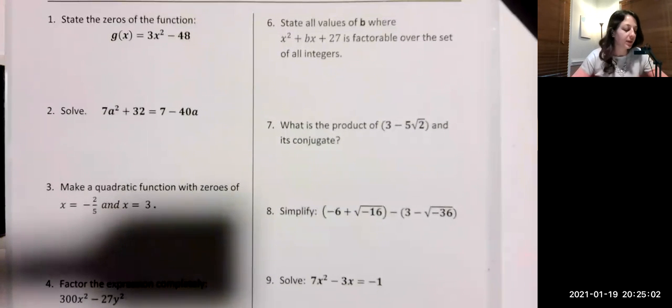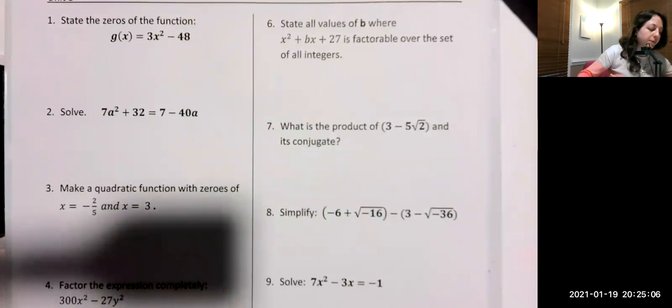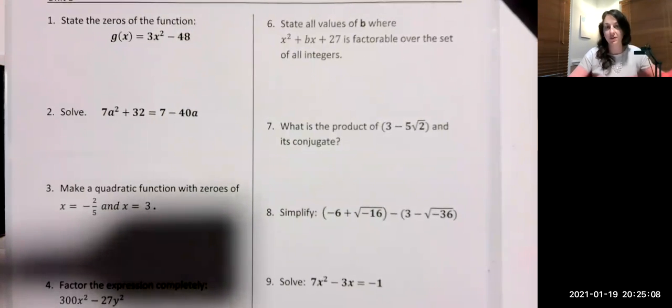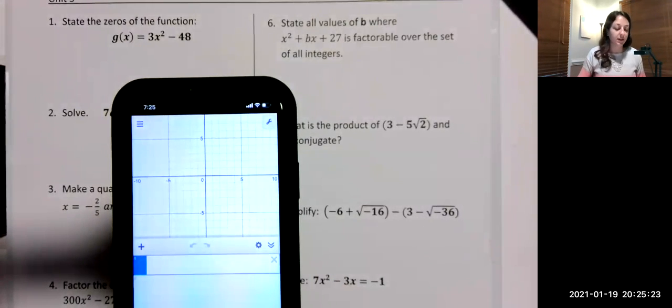But we're going to go ahead and start with number 1. So when we state the zeros of the function, there are some quick and easy ways that we can do this. So I'm going to go ahead and pull my phone over. And basically, I'm going to first show you on Desmos, and then I'll confirm it by hand. So I'm going to do it a little bit backwards here. Well, here's my Desmos graphing calculator.